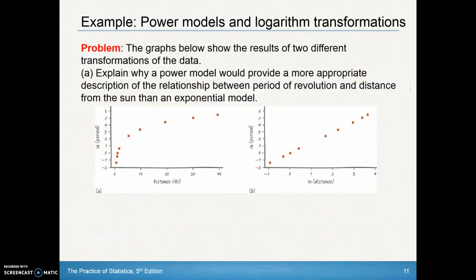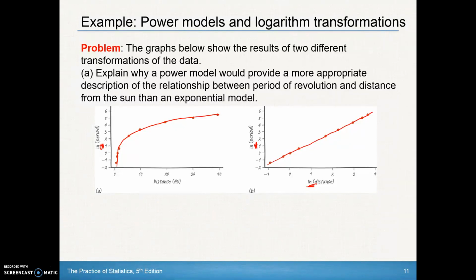Okay, here's our problem. The graphs below show the results of two different transformations of the data. We did nothing to the distance, but we took the natural log of the y value. Well, this certainly does not straighten the data. It doesn't linearize this. But if we took the natural log of both the x and the y, it does look like our data becomes quite linear.